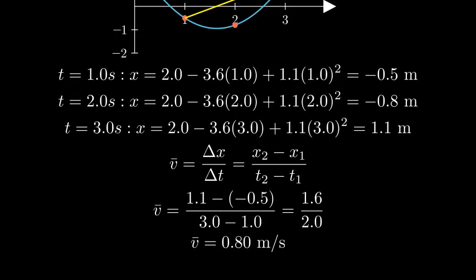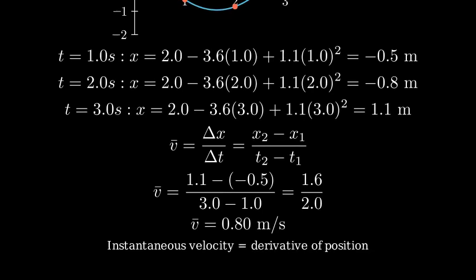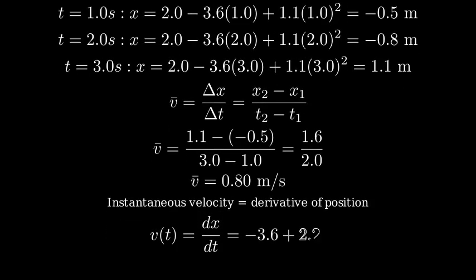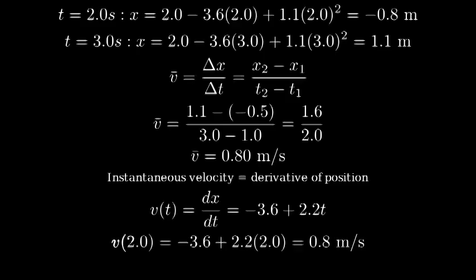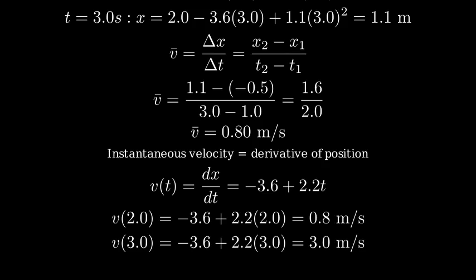For part C, we need to find the instantaneous velocity at t equals 2 and 3 seconds. The instantaneous velocity is the derivative of position with respect to time. Taking the derivative of our position equation, we get v equals negative 3.6 plus 2.2t. At t equals 2 seconds, we plug in 2 and get 0.8 meters per second. At t equals 3 seconds, we get 3.0 meters per second.